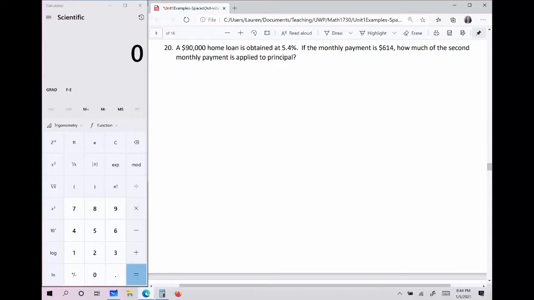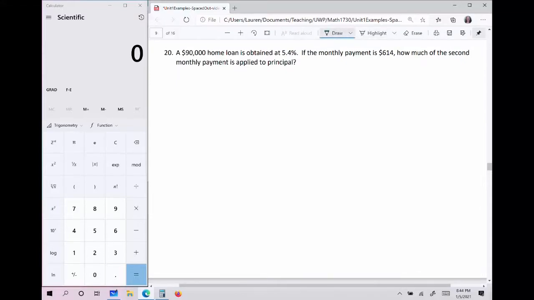So the idea here is that when we have a home loan, when we make our timeline, the beginning of the loan, which would be our $90,000, would go at the now piece. We're going to make monthly payments. So 1 month in, we're going to pay the monthly payment of $614. And then 2 months in, we're going to pay the same payment of $614, and we're going to do that for however long the loan is.